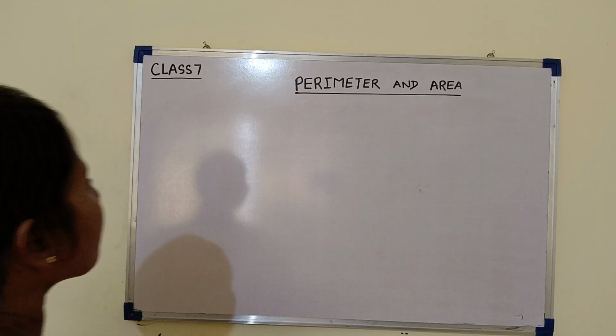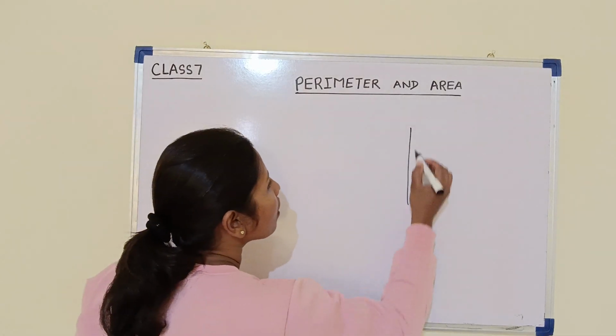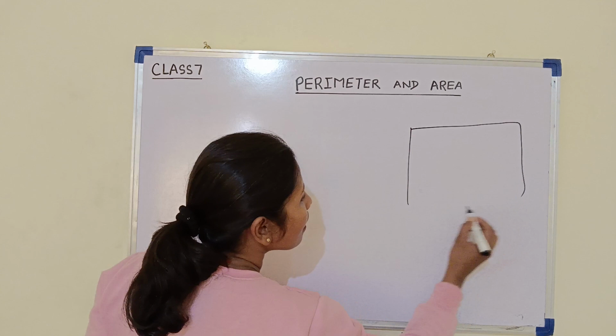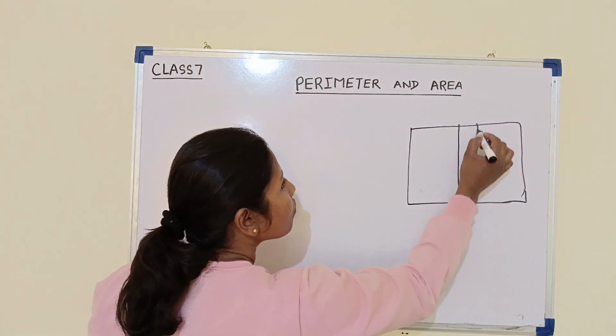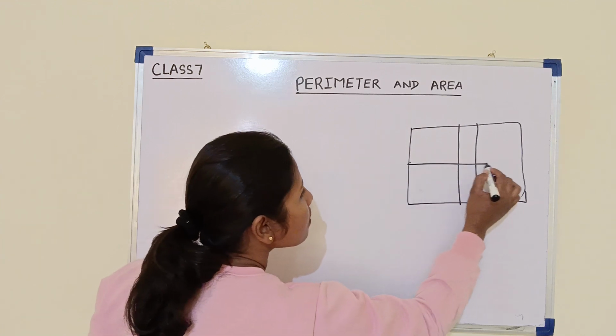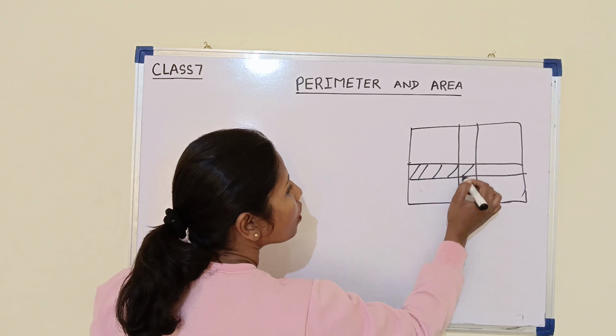Now let's take an example where there is a road between the park. So we have taken the inside and outside. Now we'll talk about the middle one. If there is a crossing road and you have to find the area of this road.